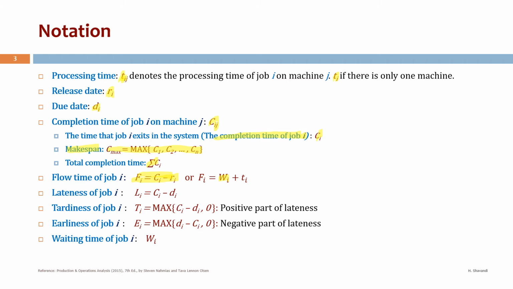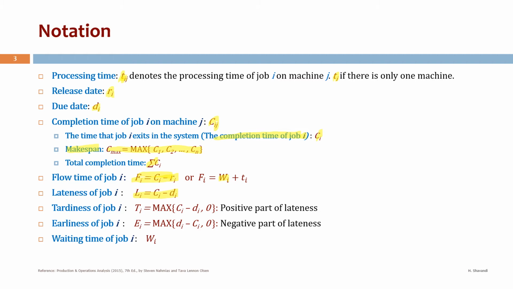Lateness of job i will be shown by Li, so Li will be Ci minus Di: completion time minus the due date. This could be positive or negative, right? If we have a delay, then Ci will be greater than Di, so it's positive. But if we are completing this job earlier than the due date, then it will be negative.